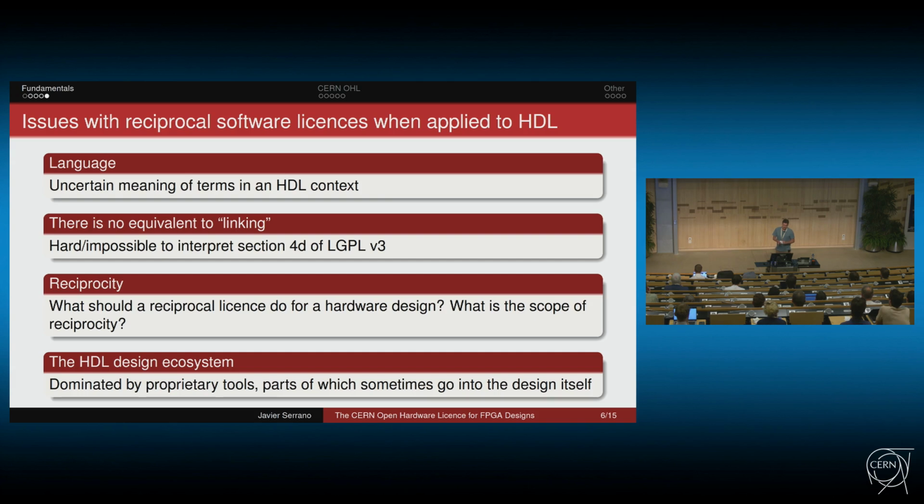Then, specificity in HCL very often, especially for FPGAs, well, also for ASICs, the ecosystem is dominated by proprietary tools, and part of which actually go into the design itself. It's very frequent that some primitives go into the design itself. Again, problem with GPL.